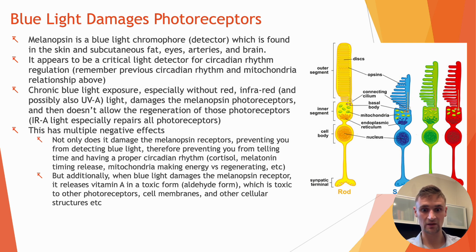But then additionally to that, blue light damages the melanopsin receptor. It releases vitamin A in its toxic form called the aldehyde form. And this is actually toxic to other photoreceptors as well as cell membranes and other cellular structures. So it actually causes additional cell damage when you receive this chronic blue light exposure, and it actually damages the melanopsin receptors. So there's a lot of damage that can be caused when you're getting this chronic artificial blue light exposure, even during the daytime and especially at nighttime. But that's why really at both times we really want to avoid this chronic artificial blue light exposure.